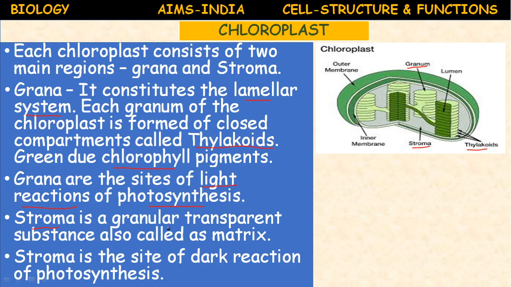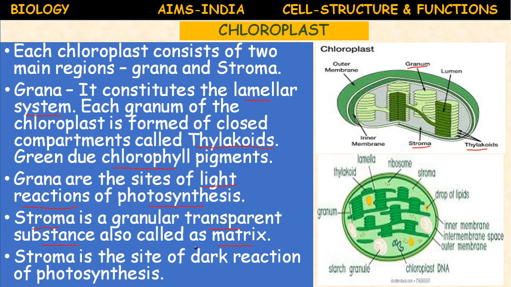Stroma is a granular transparent substance. It is also called matrix. The stroma is the site of dark reaction of photosynthesis, where carbon fixation takes place. See here once again, the chloroplast is oval or round in shape. It is a double membranous structure consisting internally of two regions, grana and stroma.